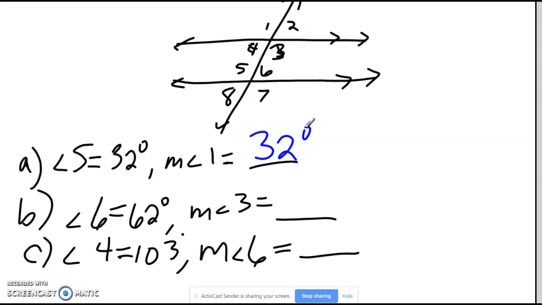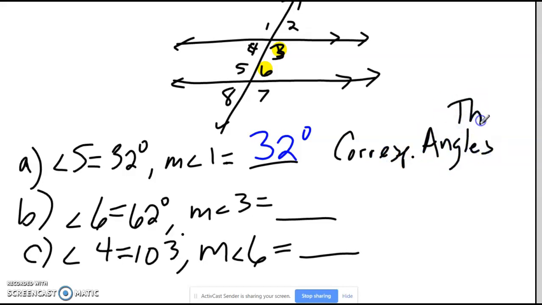On the second question, angle 6 is 62 degrees. And we want to know what angle 3 is. So what special type of angles, wait, let's back up here. I would want to say, here, if I was to list a reason on number 1, it would be corresponding angles theorem, and we can say THM can be the theorem. Okay, so I'm writing that, but it's not showing up.